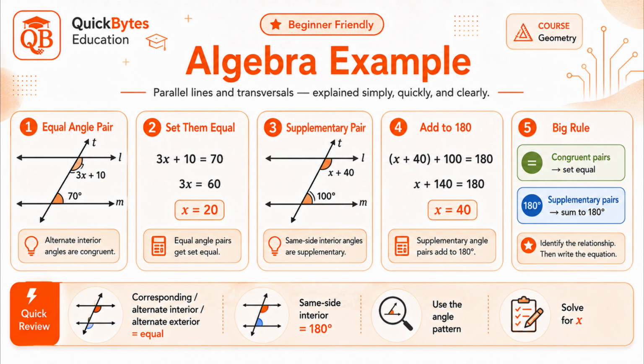Now suppose two same-side interior angles are labeled x plus 40 and 100 degrees. Since same-side interior angles are supplementary, set their sum equal to 180. X plus 40 plus 100 equals 180. X plus 140 equals 180. Subtract 140. X equals 40. So equal angle pairs get set equal. Supplementary angle pairs get added to 180.